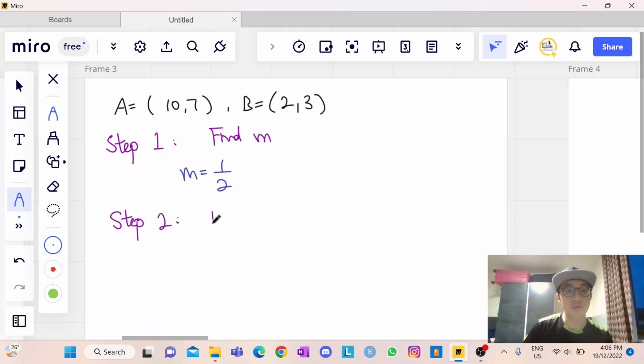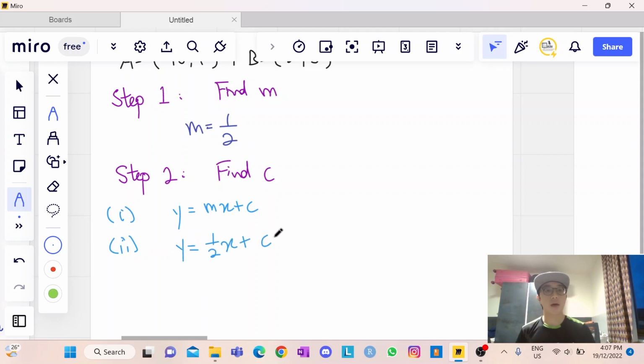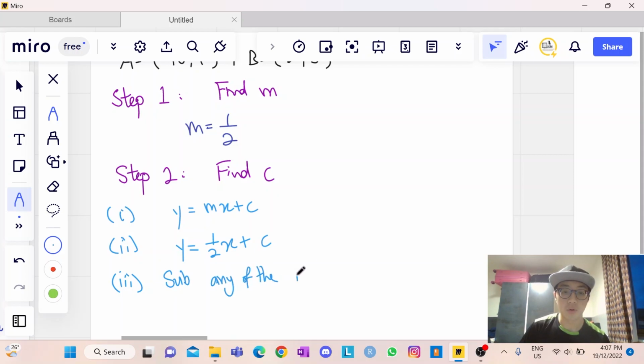So we will move on to step number 2, find c. How do you find the y-intercept? First thing first, you list it down: y in terms of mx plus c. Then the second step here, you sub in the m value that you got just now: y equals half x plus c. Then number 3, you can sub in any of the given points.